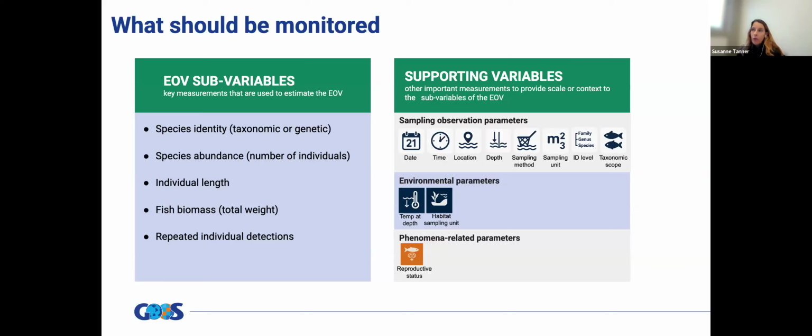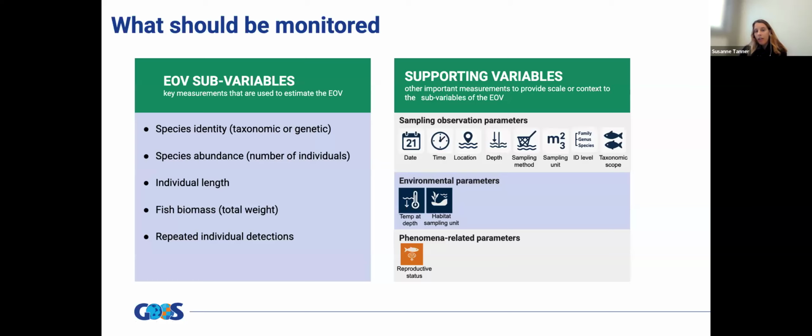On the right, we have the supporting variables, which add context and scale to the subvariables. These include sampling information such as date, time, location, depths, sampling methods, sampling unit, and the taxonomic identification level and taxonomic scope, which describes whether all species occurring in the study region and available to the observing method were sampled or only a subset of species, which is important as it allows us to also estimate absences. All of these parameters are absolutely key as they influence how we interpret the biological measurements.